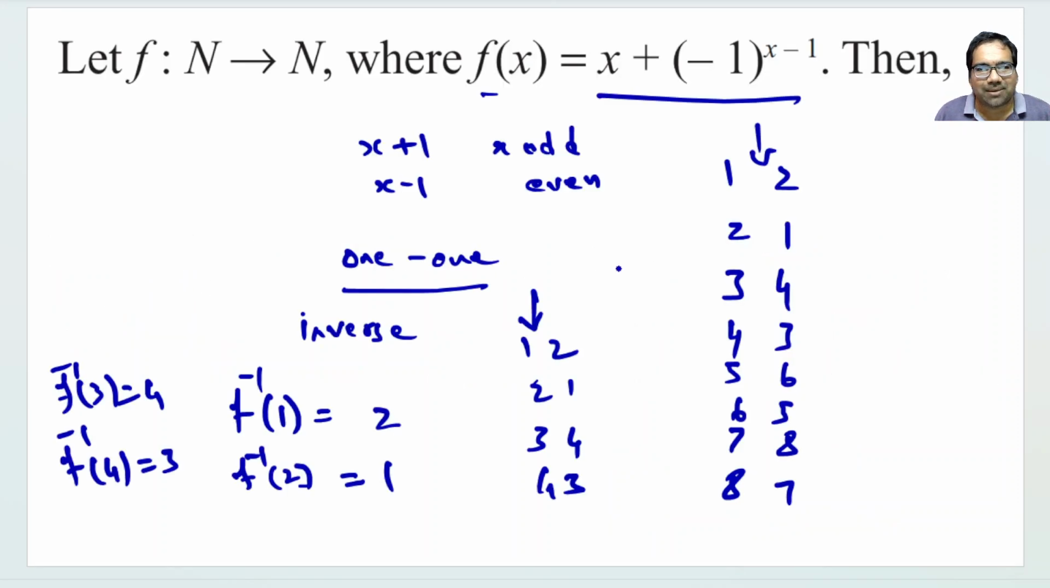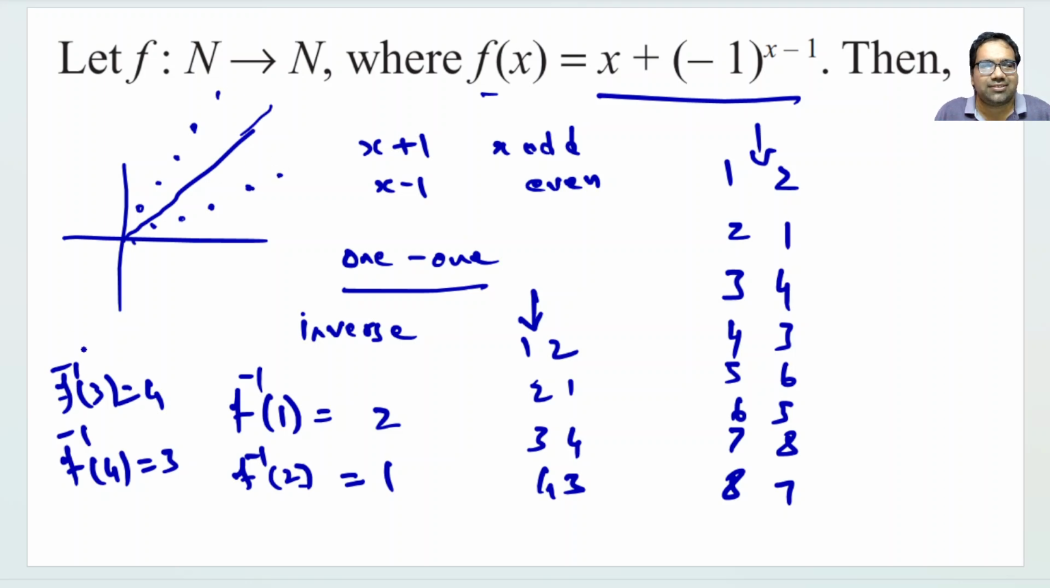And why is this happening? Because this function has 1, 2 and it also has 2, 1. It has 3, 4 and also 4, 3. It has 5, 6 and also 6, 5. Likewise, all these points are symmetric with this line. That's why this is happening. What is this line? y equal to x.